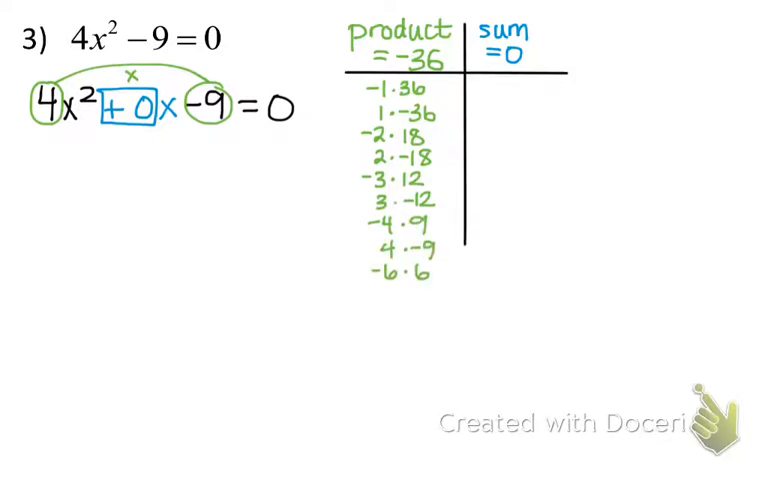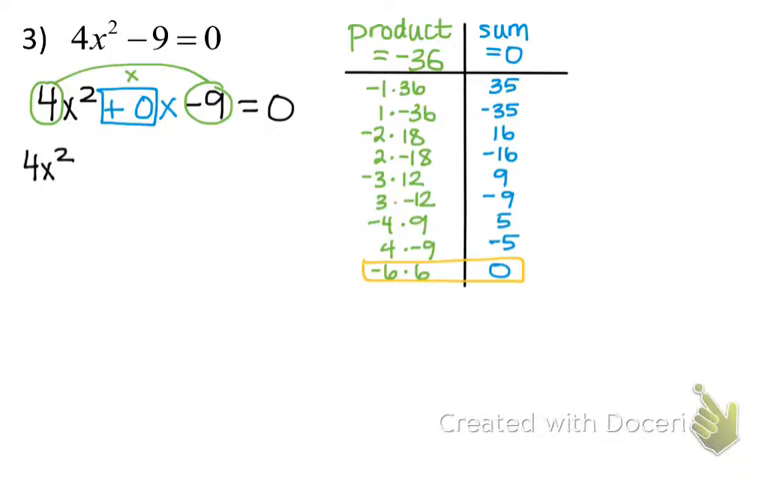There's a lot of them. And then finally add those factors to see which one brings us to a sum of 0, which would be negative 6 and positive 6. So I'm going to rewrite my expression. My a term stays the same. My b term changes to my two new factors. My c term stays the same and equal to 0.